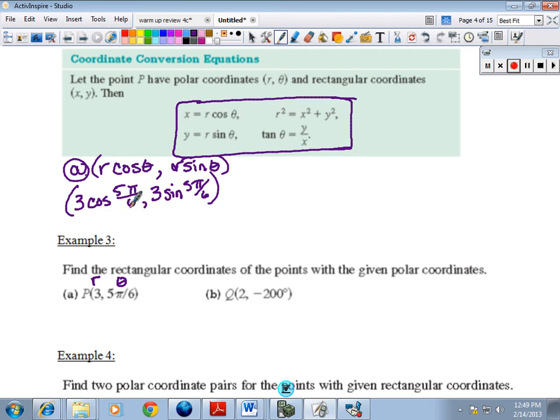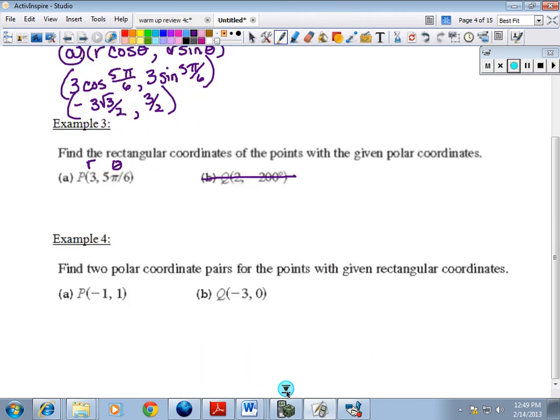The cosine of 5 pi over 6, that's in my second quadrant. It's a pi over 6, so it's square root of 3 over 2, negative. So this will be negative 3 square root of 3 over 2. And then sine of 5 pi over 6, well, that's a half, and it's positive. So that's 3 times a half, so that's 3 halves. And I've converted my point from polar to rectangular. I'm going to omit B because it's in degrees, and we don't do anything in calculus in degrees. You would do it the same way.